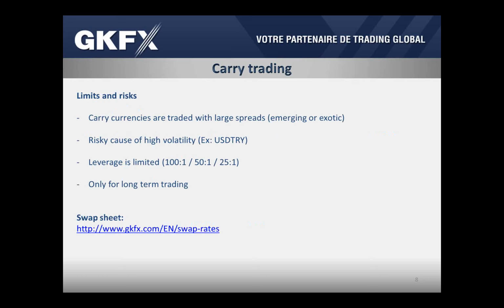It's risky because of the high volatility. You know, USD Turkish Lira is quite volatile. Another example which can be a good idea is the pair USD Rand. The volatility is quite high compared to majors, but not as high as USD Turkish Lira. So USD ZAR can be a good balance between volatility and positive swap.